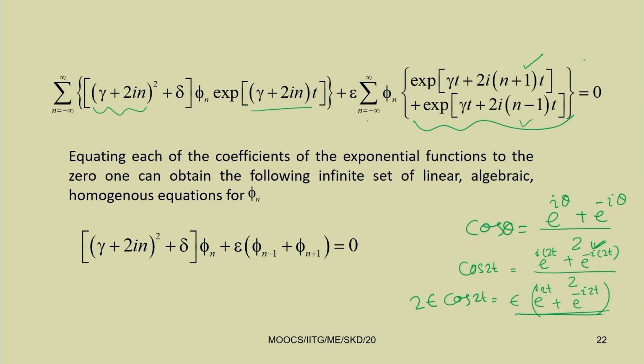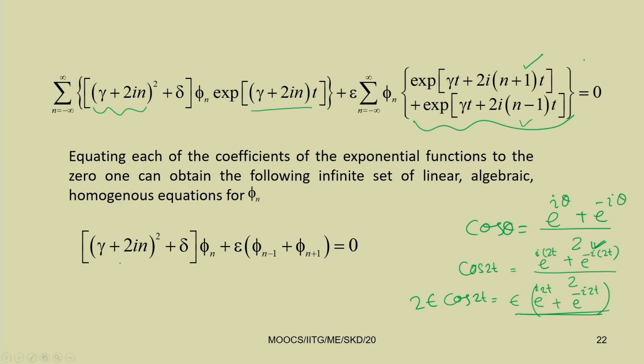Because n runs from minus infinity to infinity, we can collect an infinite determinant from this equation. If from this equation we collect the coefficients of the exponential function, we will have an infinite number of equations. So, the nth equation can be written in this form.